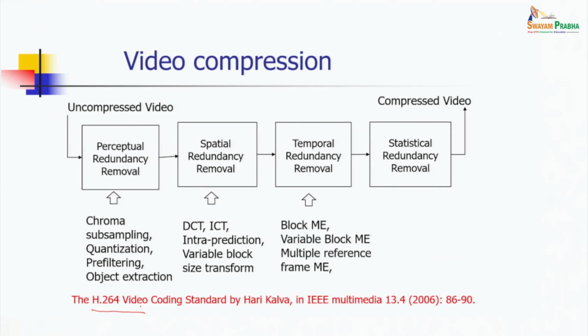The third type is temporal redundancy. It is the correlation between frames at consecutive time instances, where almost similar information is present. If you have motion information, you can predict the next frame from the previous frame, and whatever little difference remains you can encode.